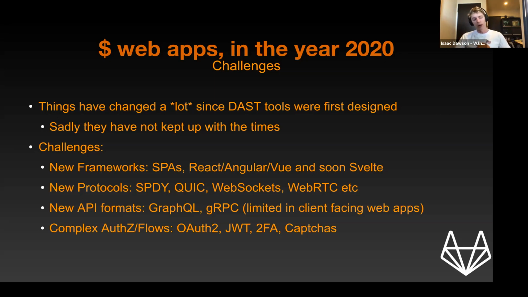And finally, you have complex authorization or just flows in general. So OAuth 2, which is a multi-step authentication process, JWT tokens, two-factor authentication, and CAPTCHAs. So a lot of things to make it much harder for an automated tool to really crawl or attack a website.